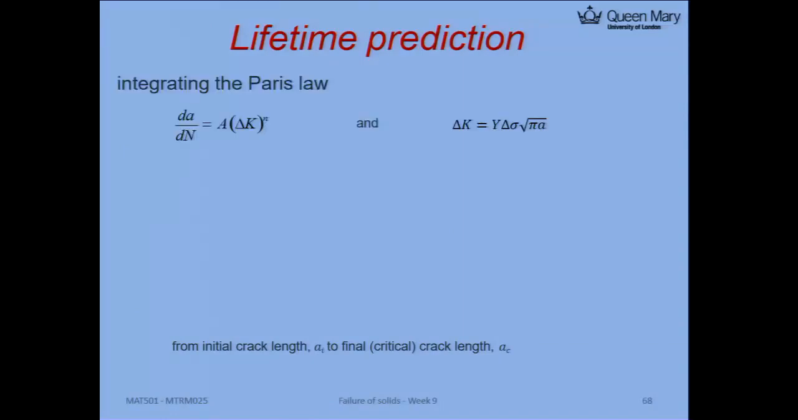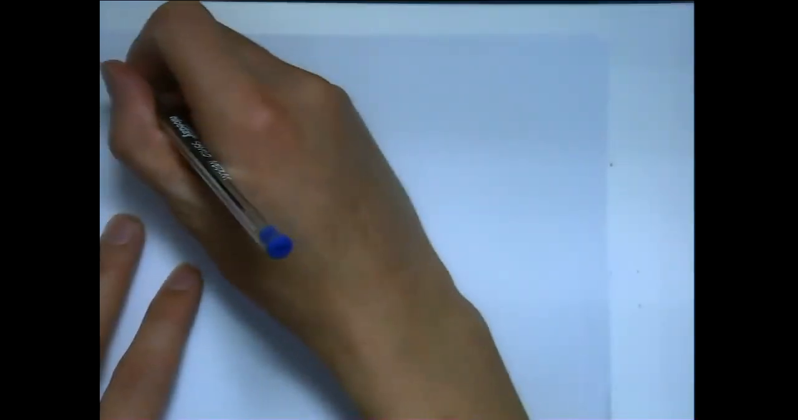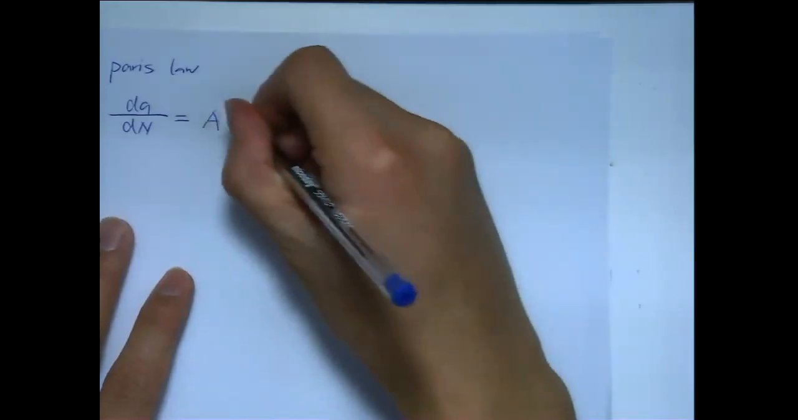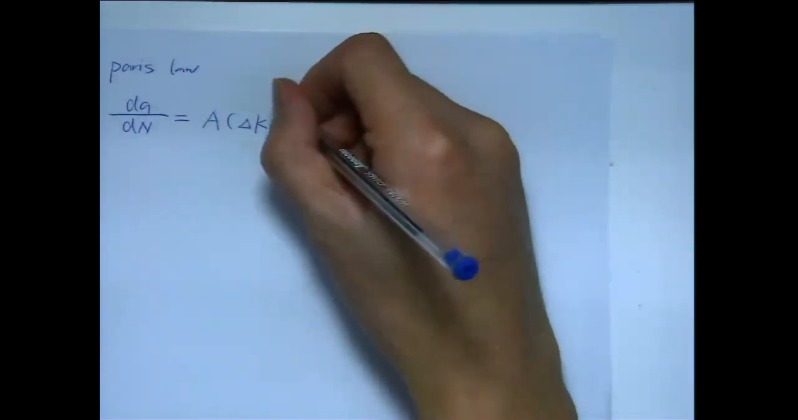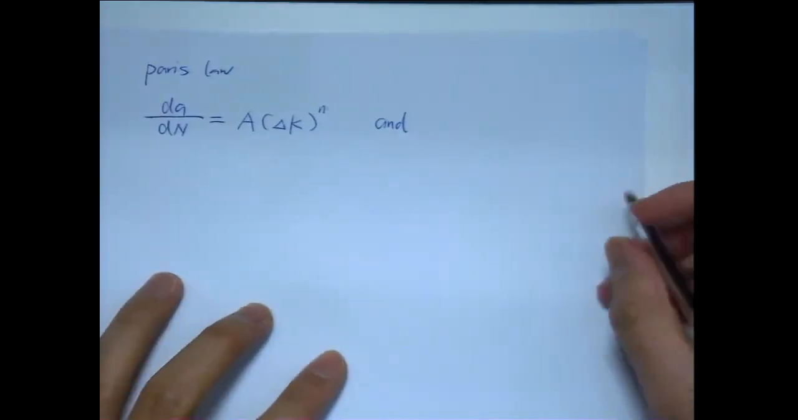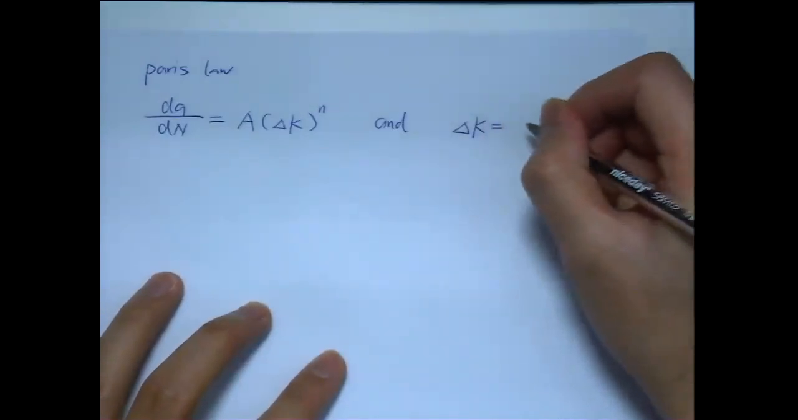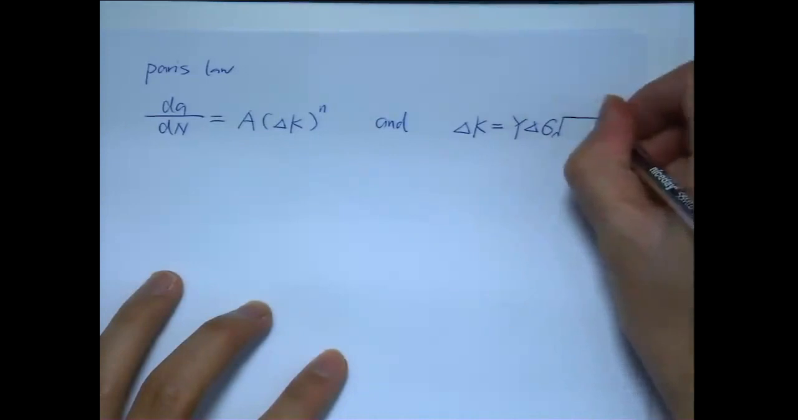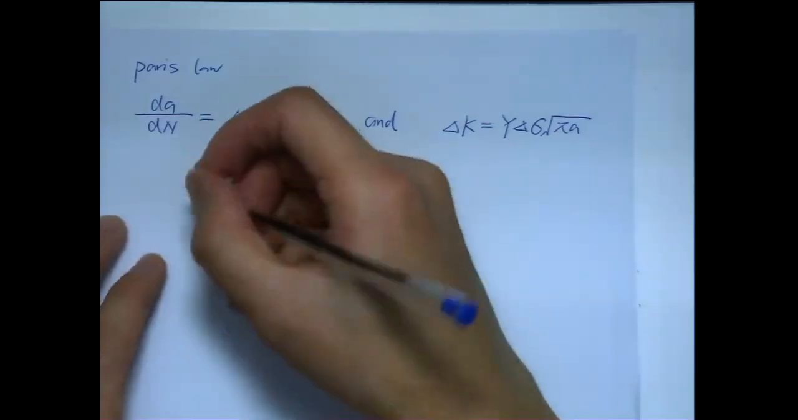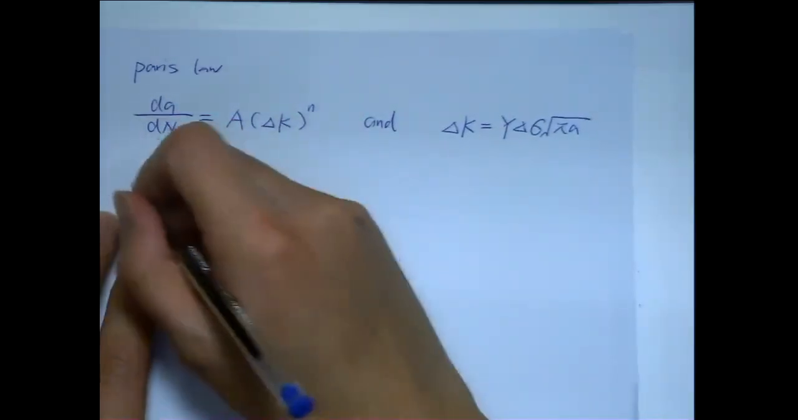So look at the paper here. We are given this Paris law, dA/dN equal to A times delta K with a power index n. And we know delta K here equals Y delta sigma root pi a. Okay? Now it becomes much more complex. Let's just do it step by step.